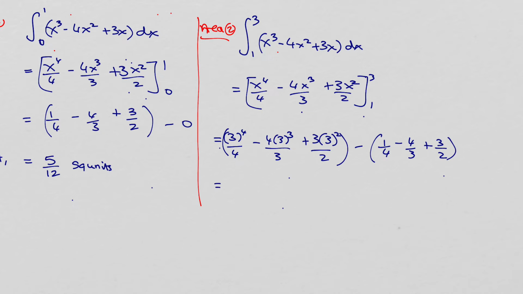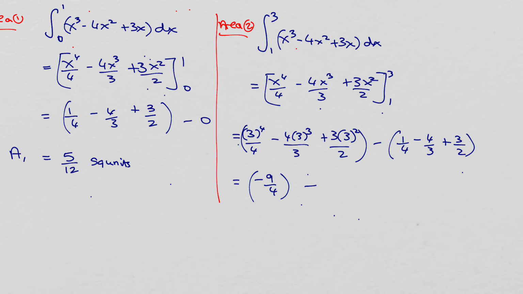Okay, so in the first bracket, what do I get? Which is minus 9 over 4 in the first bracket. And in the second bracket, well, we've already worked that out. In the previous part of the question, it was 5 over 12. So minus 9 over 4 minus 5 over 12 gives us minus 8 over 3 square units. So this is why you can see when it's below the x-axis, we end up with a negative area. So therefore, area 2 is equal to minus 8 over 3 square units. So if I get the absolute value of that, that's just 8 over 3 square units.